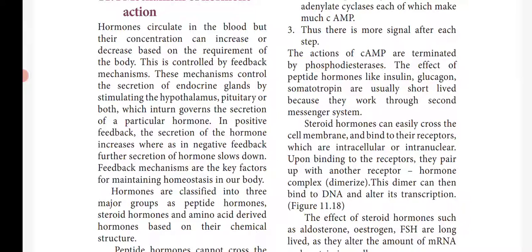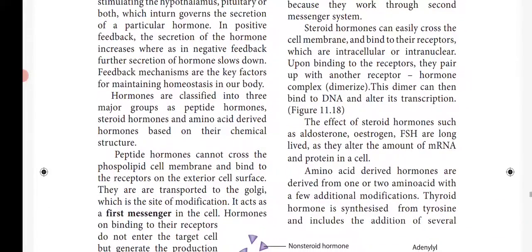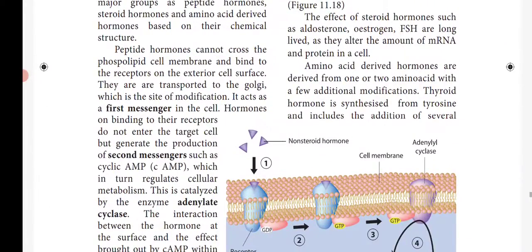Peptide hormones are insulin, glucagon, somatotropin. These are peptide hormones and they are usually short-lived. Their life is only for a short duration because they work through the second messenger system. So these peptide hormones cannot enter the cell directly. It acts as first messenger and gives signal to the second messenger.